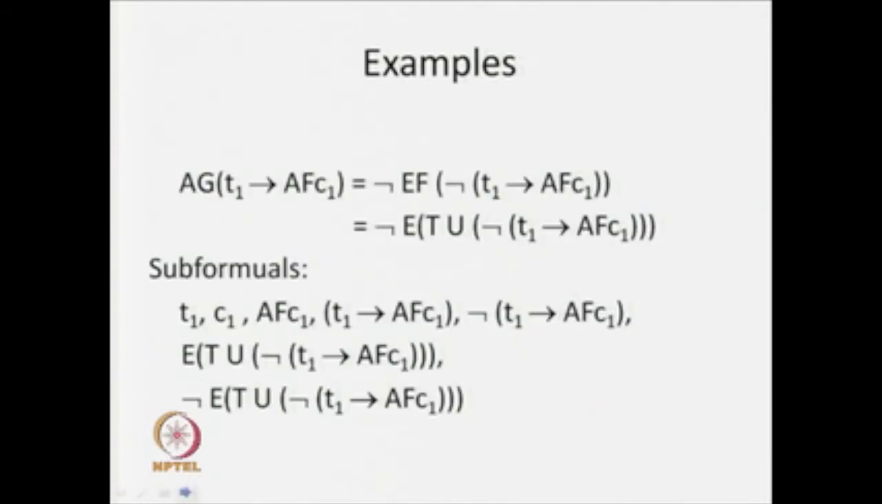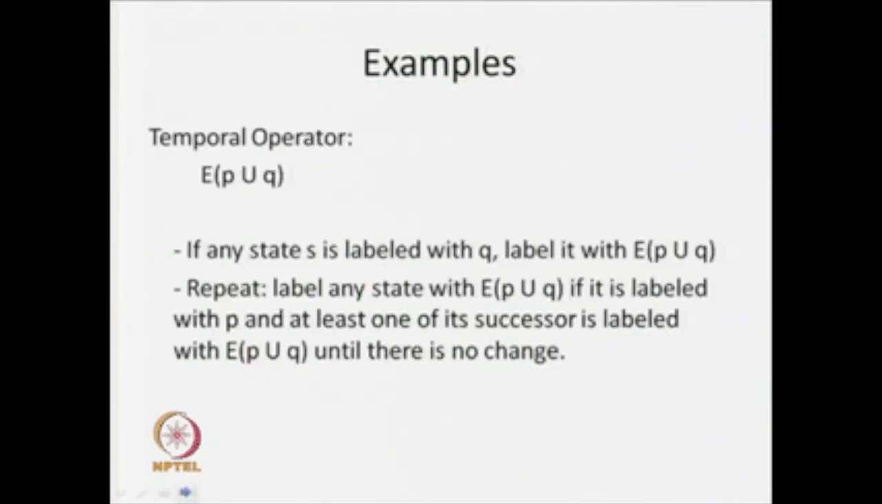Okay. Now, we have seen the labeling of this particular subformula along with the negation of this subformula. So, what is my next subformula? E true until not of T1 implies AFC1. Now, we are going to check for this particular thing. So, what is the procedure for the E until operator? If any state S is labeled with Q, then label it with E P until Q. Again, as per our semantics, future includes the present behavior. So, wherever Q is true, we are going to label it with E P until Q.